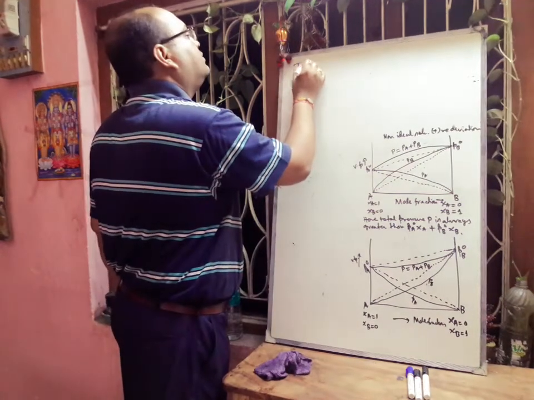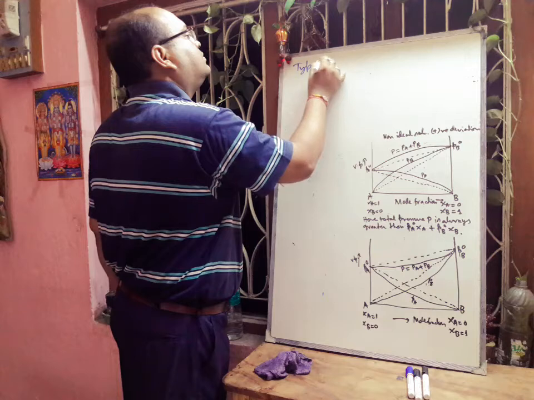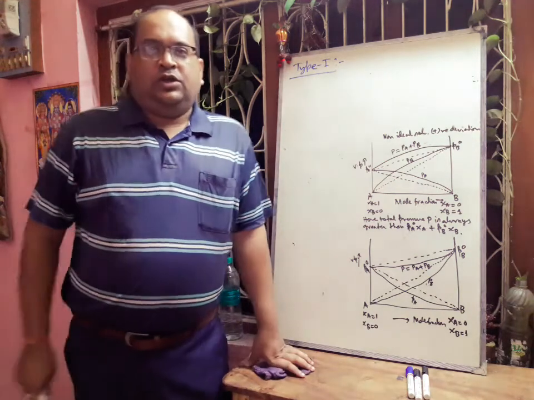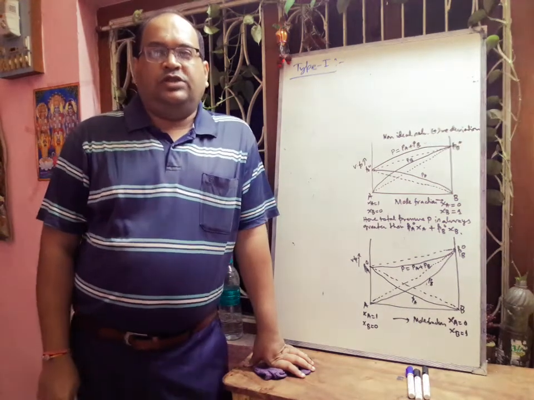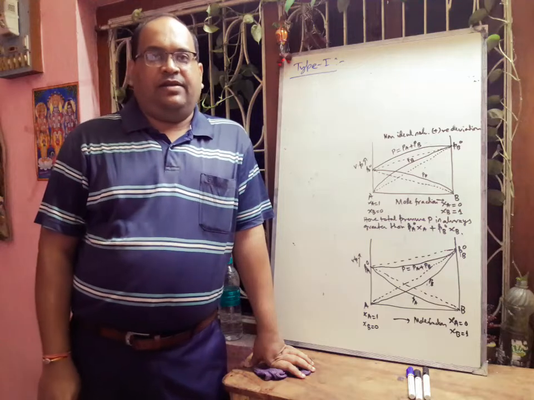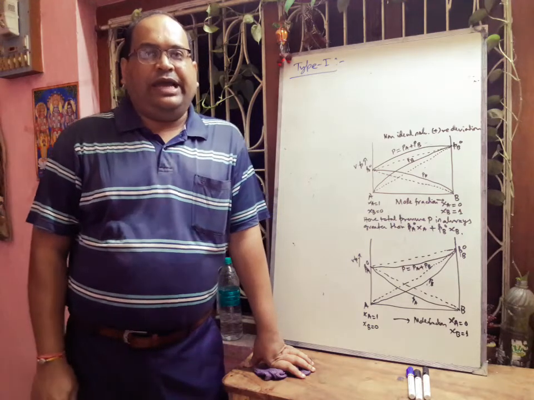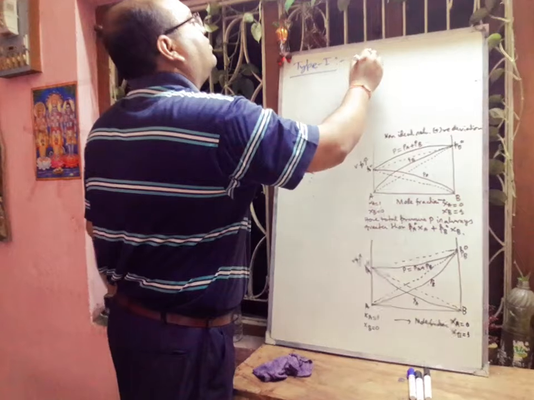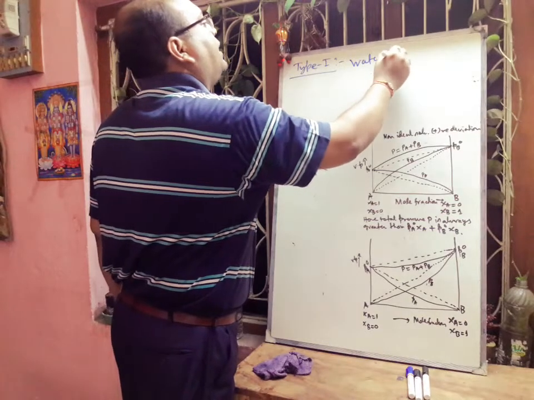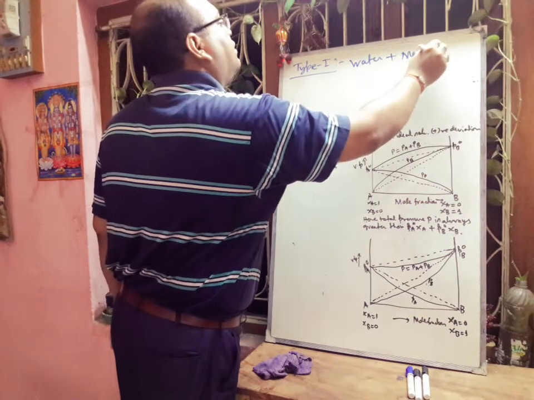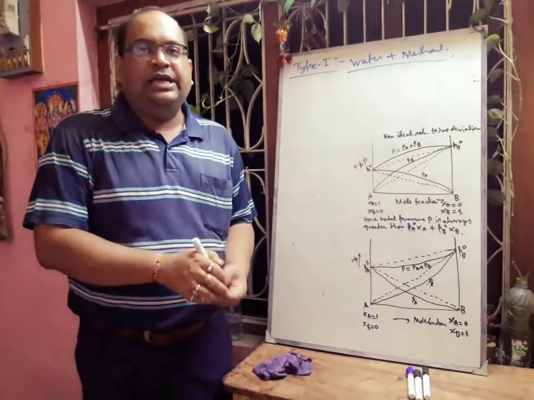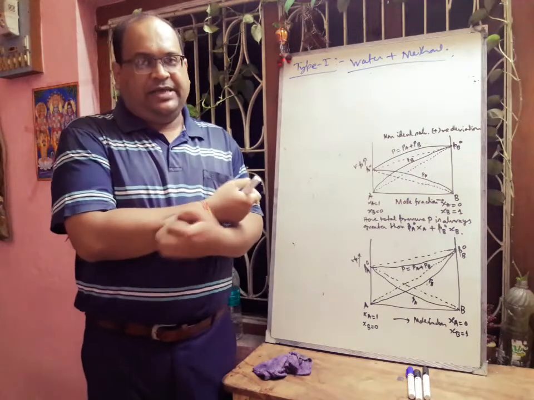Type 1. In case of type 1, those solutions which show small positive deviation from ideal behavior, we can take the example of water and methanol system. Water plus methanol mixture. So this type of solution is showing small positive deviation.